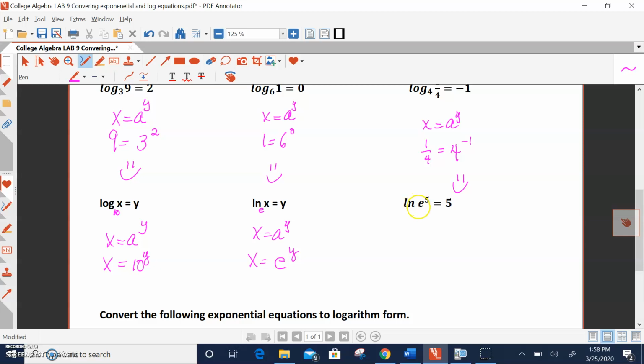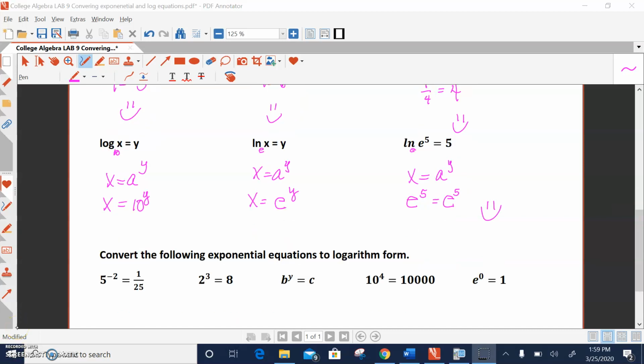Let's look at ln e to the 5th equal to 5. I see an ln, so the base is e. So let's transform it into x equal a to the y. So e to the 5th is in the x position. The a, which is the base, is e. And y is the value that stands alone, 5. Oh, well, I can see I did it correct. It makes sense. e to the 5th power is equal to e to the 5th.